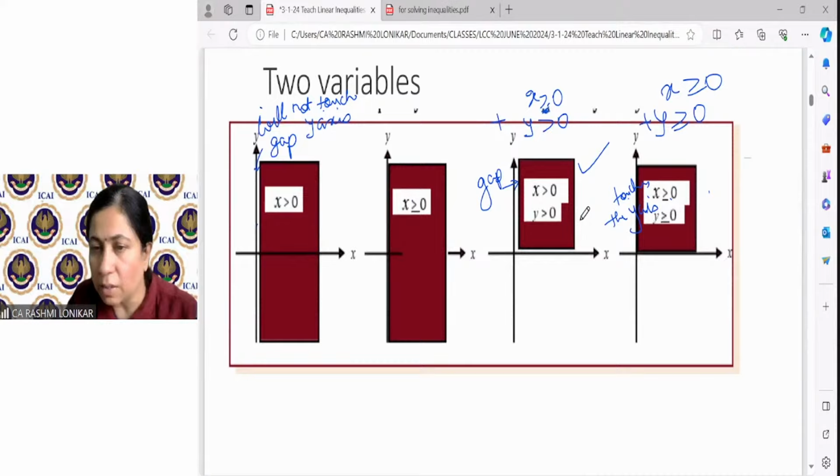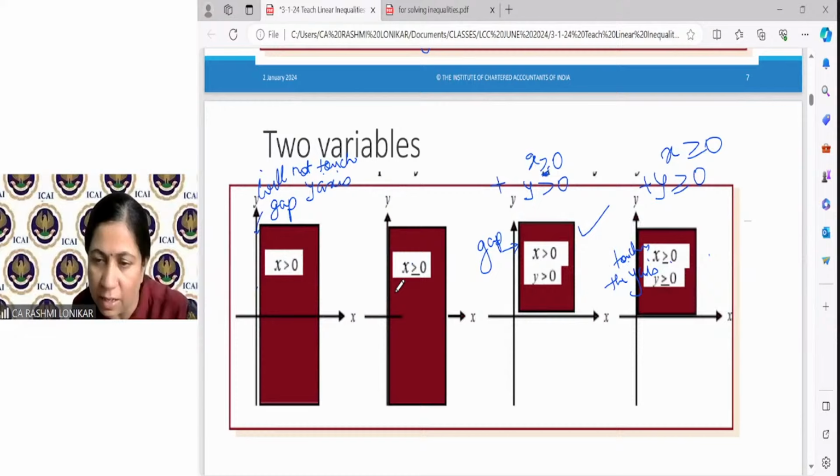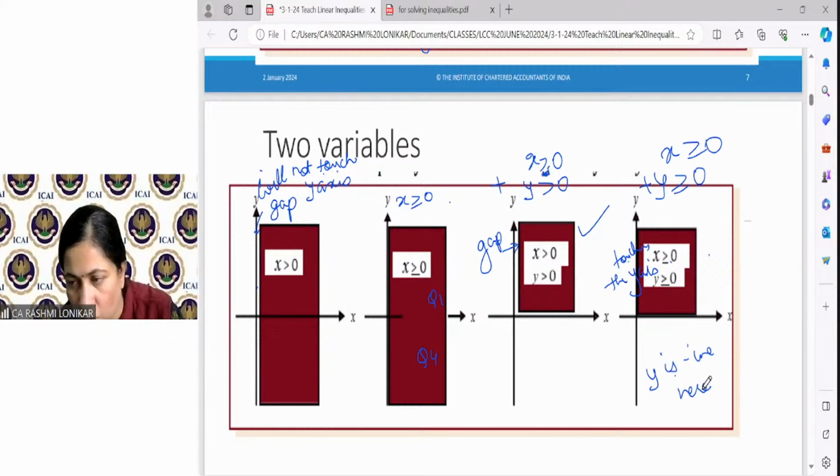So, what happens is that, as you can see from here in the second, x is greater than or equal to 0. So, this is the Q1 and this is the Q4. Now, what they are saying is y is also greater than or equal to 0. What happens in here? Y is negative here. So I have to remove this portion, and so what I will have is this portion only in Q1.